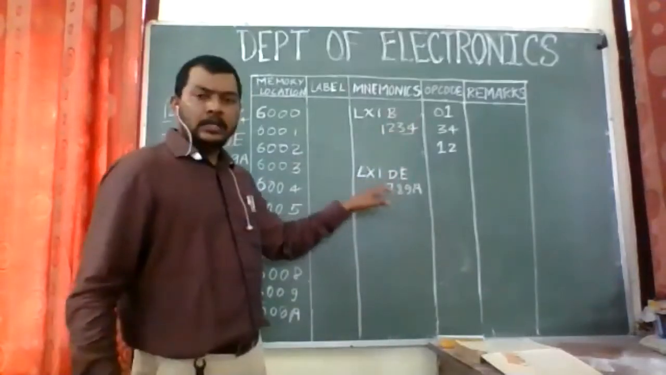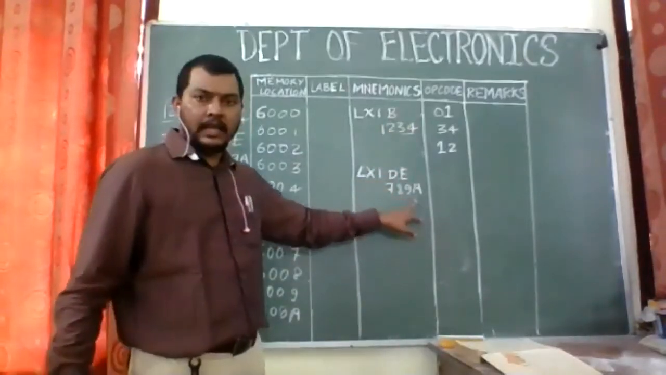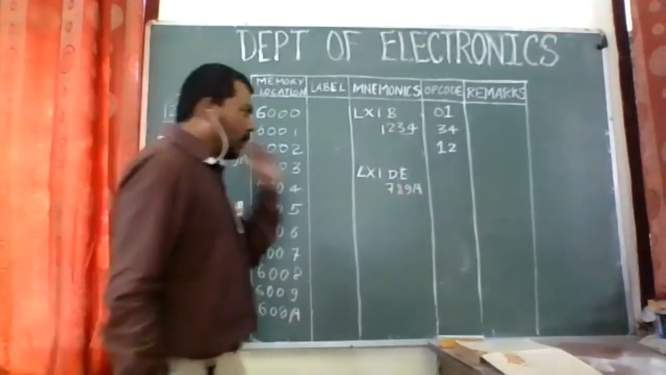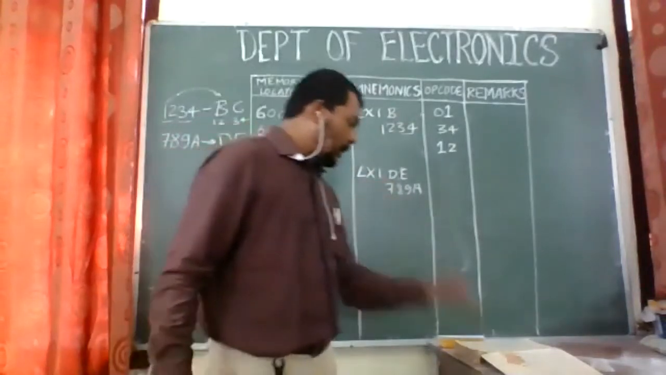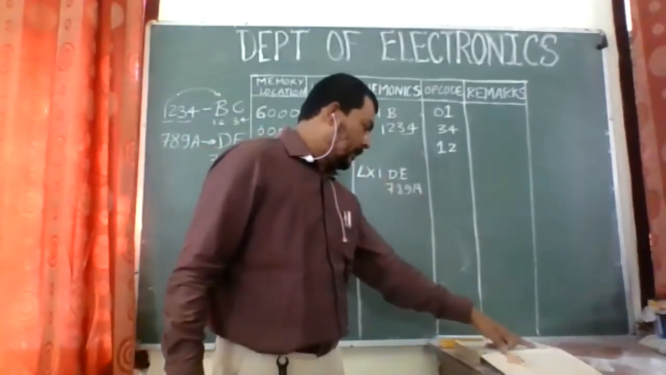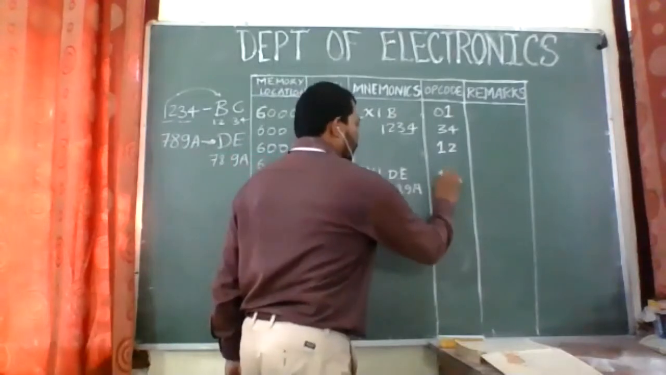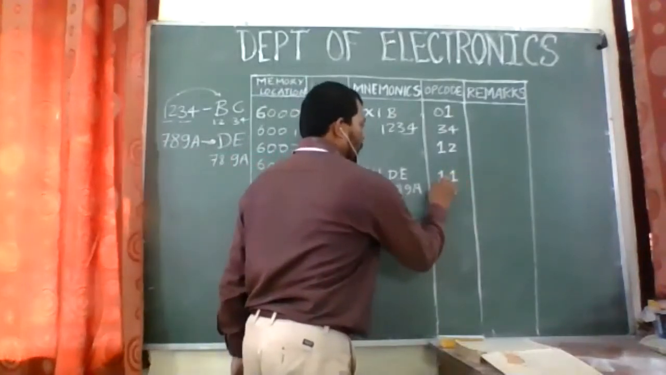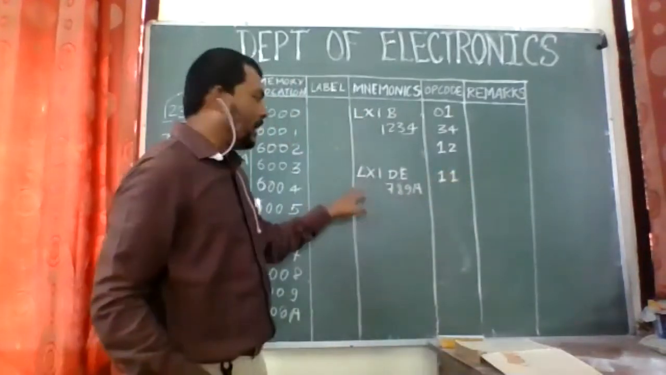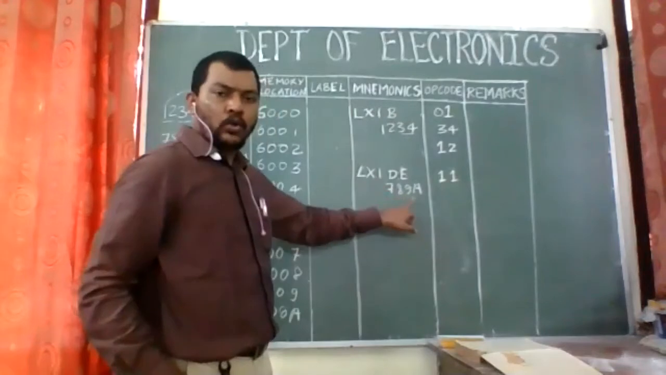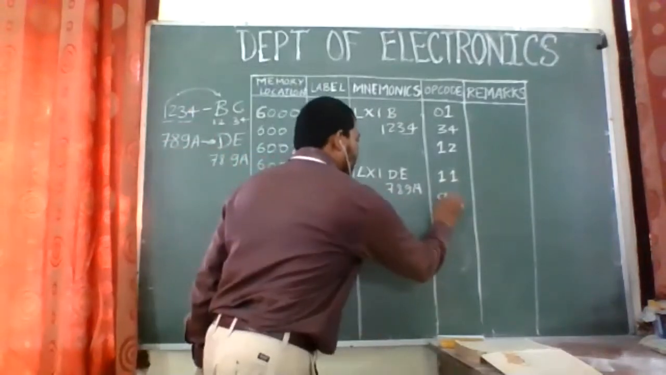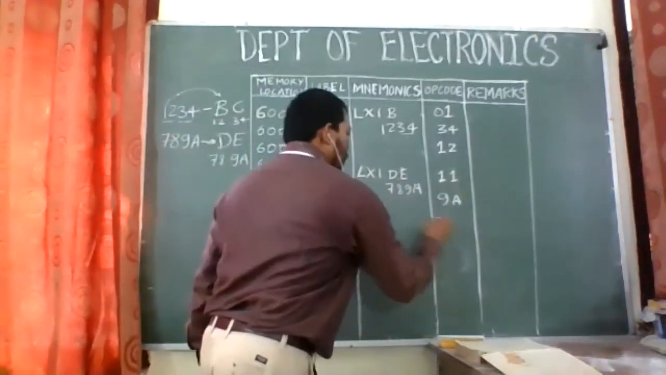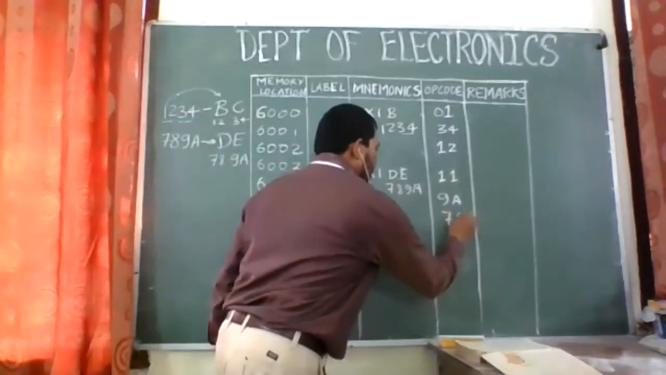So LXI DE 789A, right? Now, what is the opcode of this? So LXI D has the opcode 11. So 11 is the opcode of LXI DE. Now the lower order data is 9A, and the higher order data is 78.